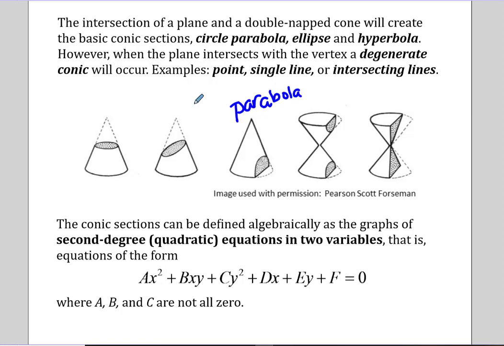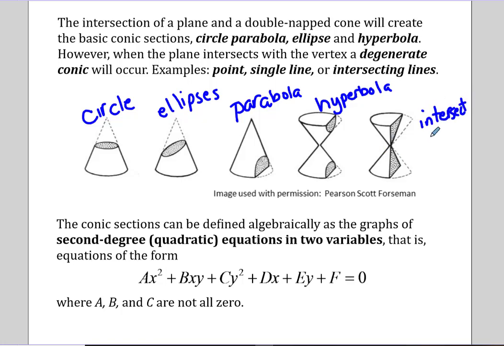Later on in the unit, we'll see that we can create circles, ellipses, parabolas, and hyperbolas. This last one here is just two intersecting lines. Then there's degenerate conics, and those are points, a single line, and intersecting lines. So this is an example. A point would be that single point right there, and a line would just be one slice through one of the cones.